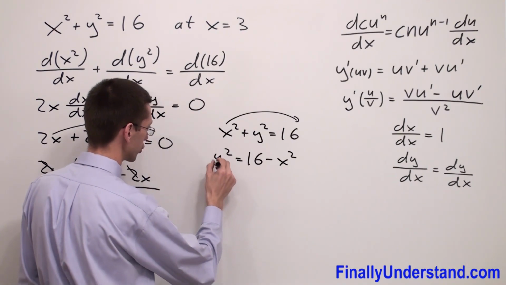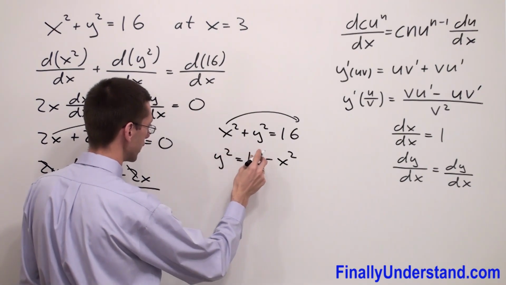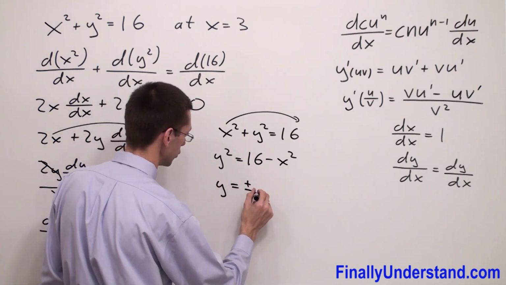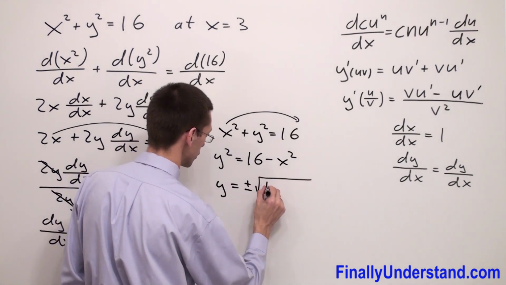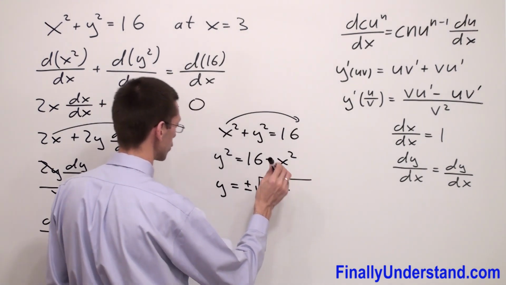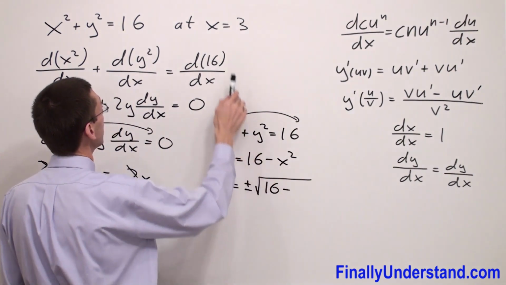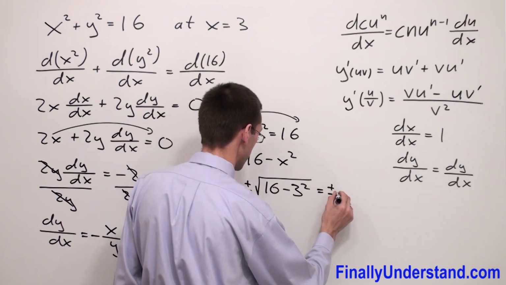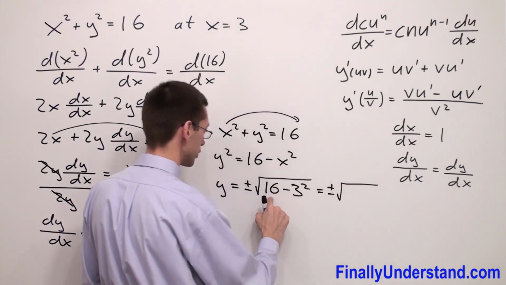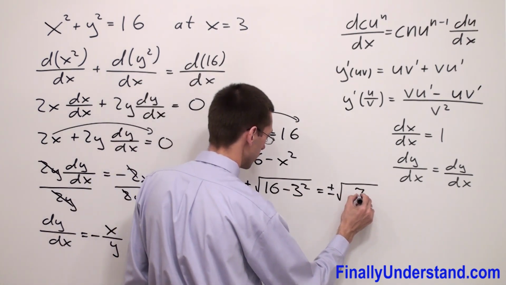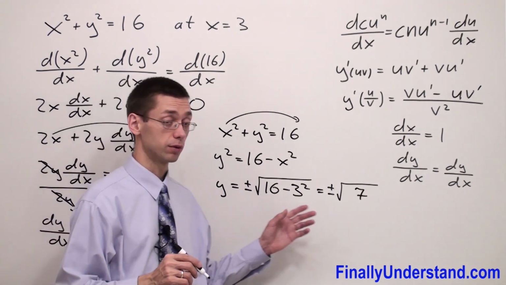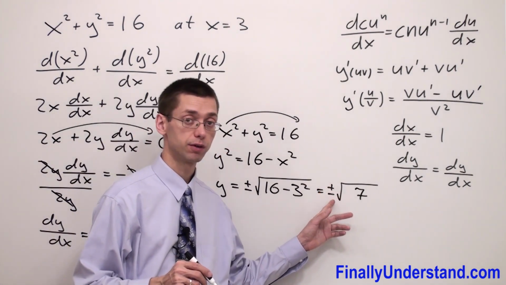Next, we're supposed to take the square root of both sides of the equation. So I'm going to have y is equal to plus or minus the square root of 16 minus x squared. My x is equal to 3, that's why I'm going to write this as 3 squared. This is equal to plus or minus the square root of 16 minus 9, which is 7. Okay, we found the value of y. We found two answers, positive and negative.